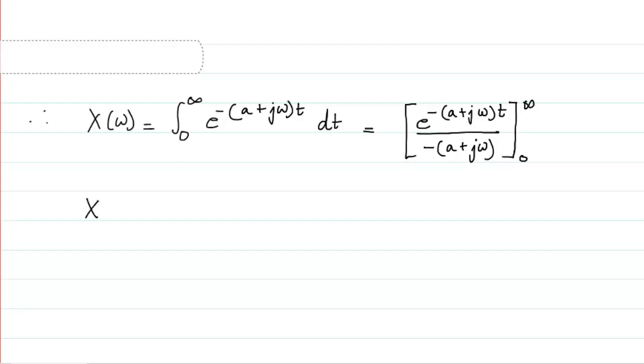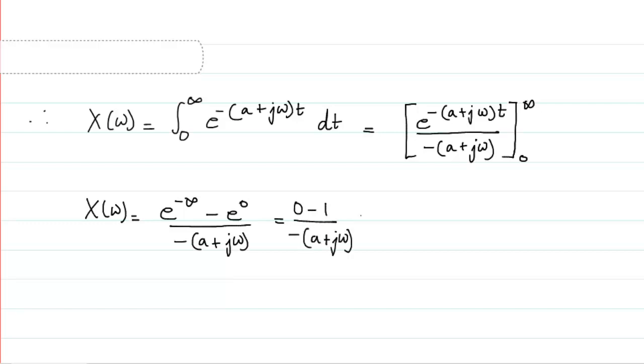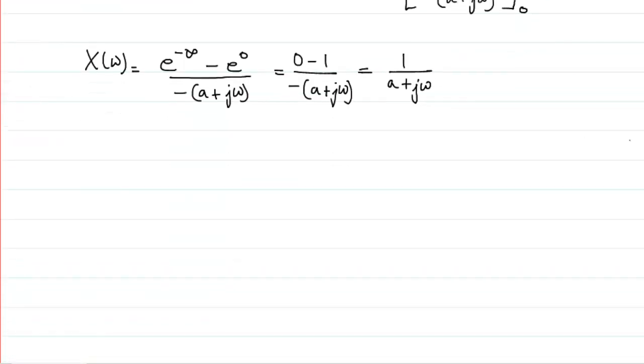Therefore, I will get X of omega is equal to e raised to power minus infinity minus e raised to power 0, divided by minus of a plus j omega, which is e raised to power minus infinity, 0, minus 1, divided by minus of a plus j omega, where the minus at the top and bottom will cancel off, and you will get X of omega as 1 by a plus j omega. Now I will write it as the formula you all know.